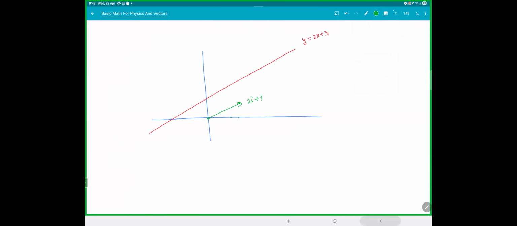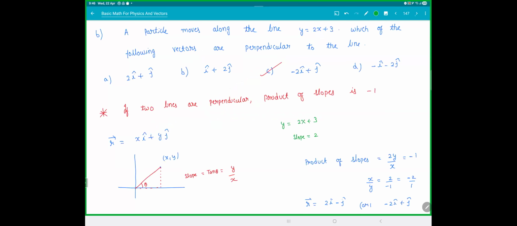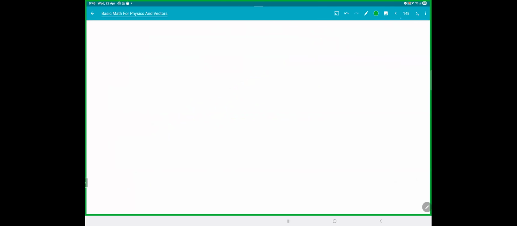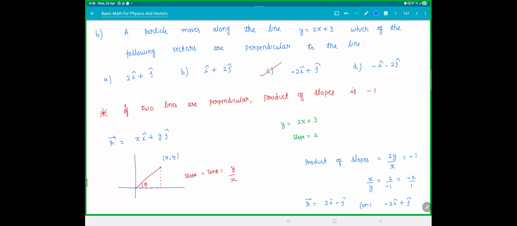Matlab, dekh ke toh lag raha hai, i plus 2j, that is x is 1 and y is 2. So this is like this. That also doesn't look perpendicular. Minus 2i plus j. So minus 2 is backward and j is up. So somewhere here. So yeah, there is a possibility this could be perpendicular. Minus i minus 2j, that's minus minus, so that is something like this. Like I'm saying, it's not that easy to just see the thing, but yeah, this will show you. Is this clear, everyone?